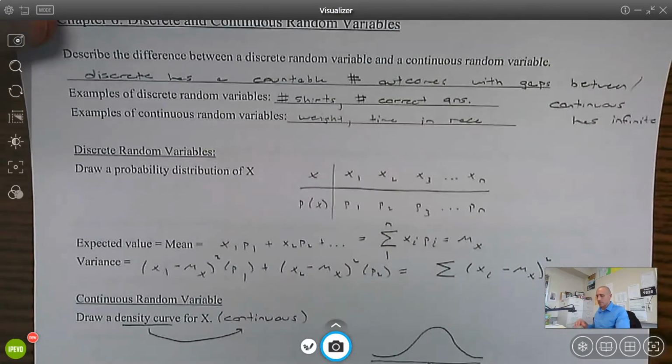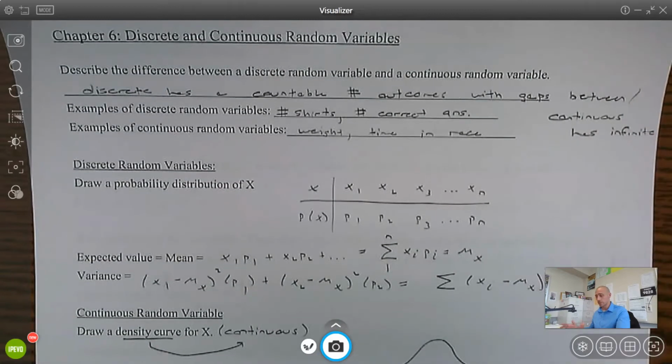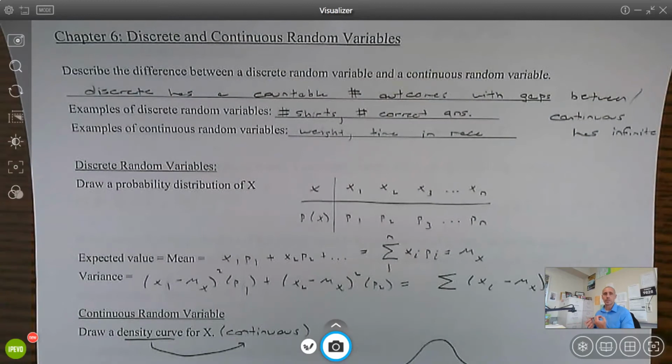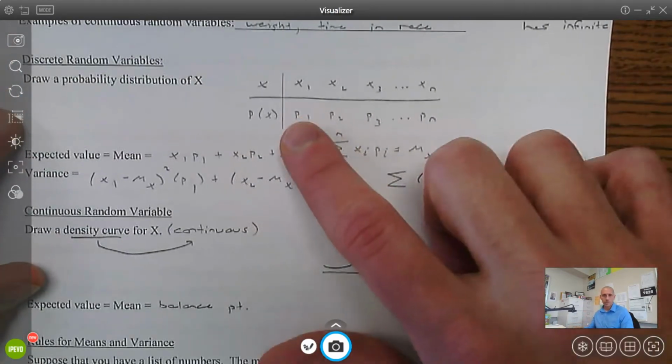Welcome to chapter 6. This is where we talked about discrete and continuous random variables. So the difference is discrete random variables have a countable number of outcomes with gaps in between, like how many siblings do you have, number of shirts that you own, number of correct answers that you have on a test. Continuous random variables deal with measurement: temperature, weight, time. Those would be continuous.